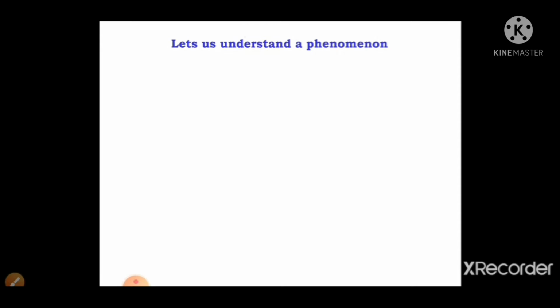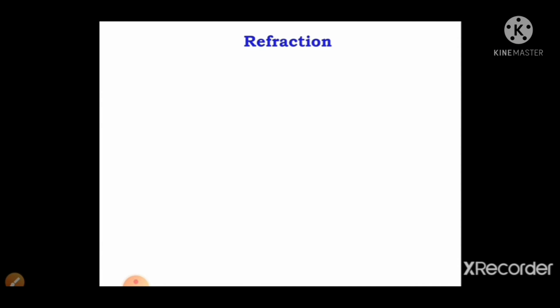Now let us understand the phenomenon of refraction on which this chapter is based. What is refraction? Refraction is basically a bending of light, or when the light changes its direction, then refraction is taking place. Just remember it this way: bending of light or changing the direction of light is called refraction, right?